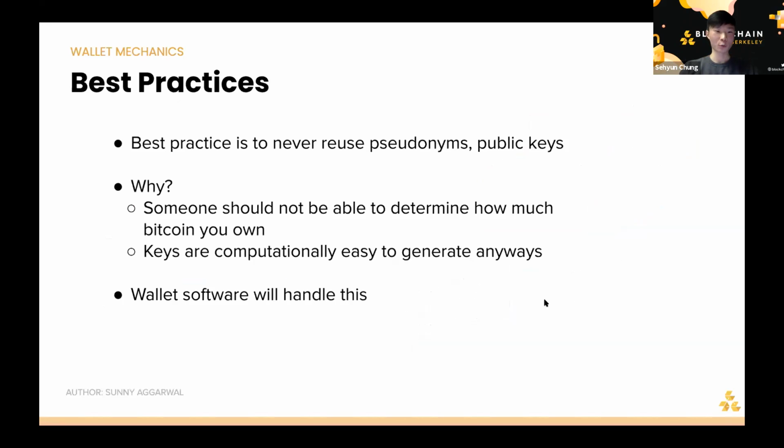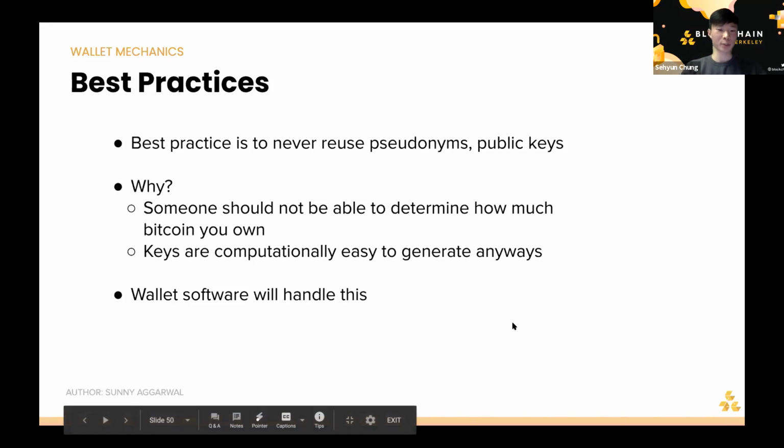Best practices regarding wallets. Probably the number 1 rule is to never reuse public keys. You should be, with every transaction, generating a new public key from your private key and putting that out there onto the blockchain. Now, why do you want to do this? Well, the idea of anonymity in Bitcoin only works if you as a user are responsible enough to execute on that idea. Someone should not be able to determine how much Bitcoin you own ever.